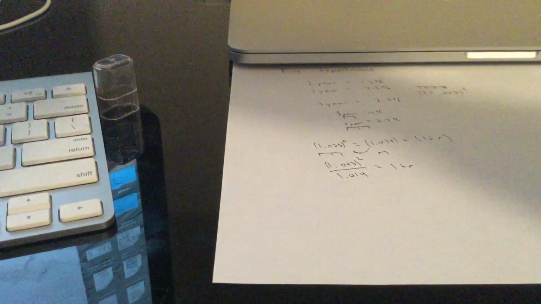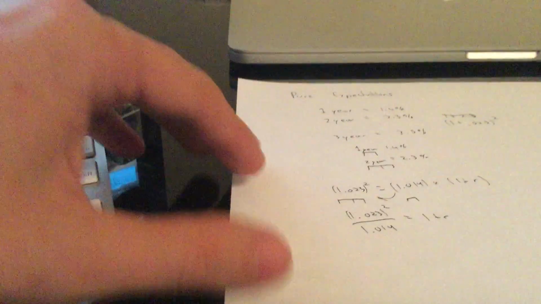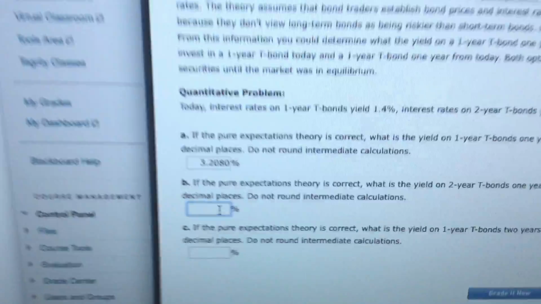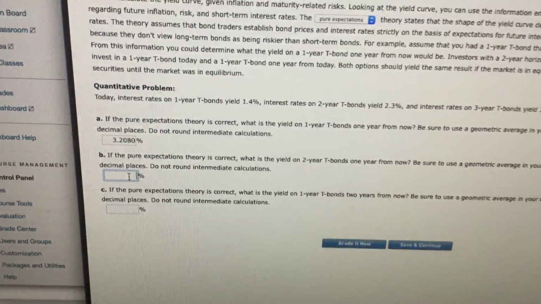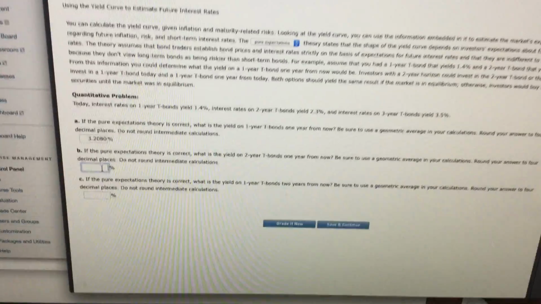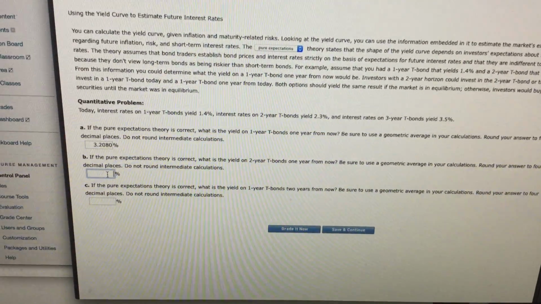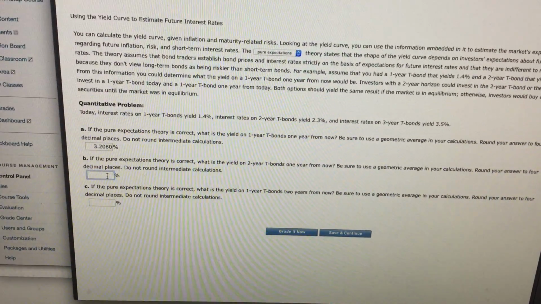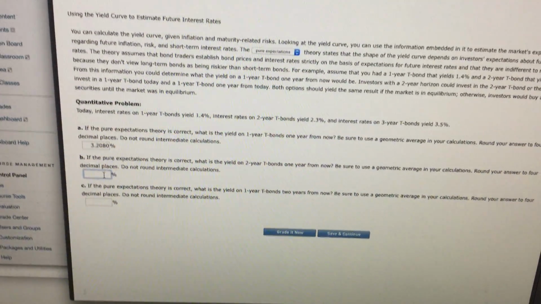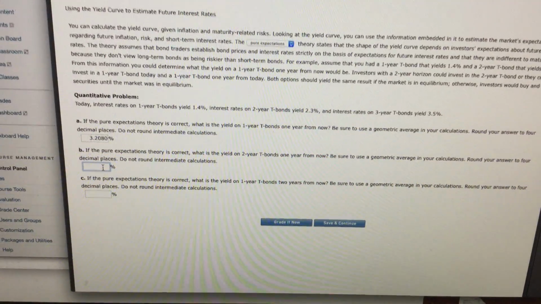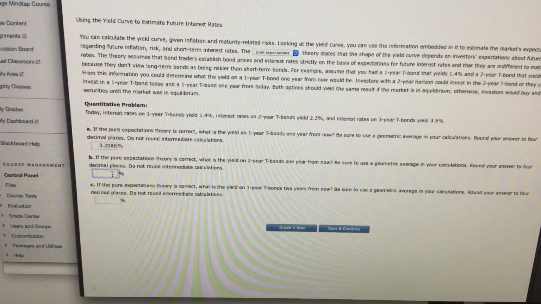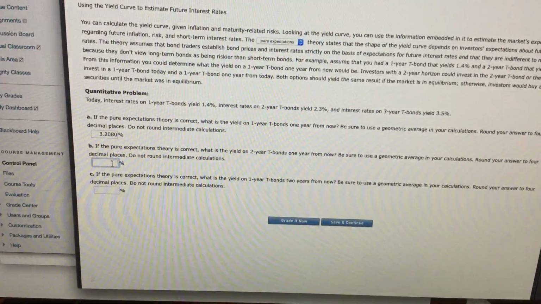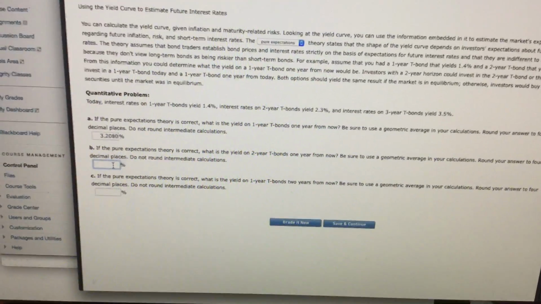For the second one, what it's going to be is, if the pure expectations theory is correct, what is the yield on 2-year T-bonds 1 year from now? Well, 1 year from now, what is the yield on 2-year T-bonds? So it's asking you to think about a 3-year horizon. It's saying 1 year from now, what yield will we get on a 2-year bond if we bought it 1 year from now? So it's making you think about a 3-year horizon.